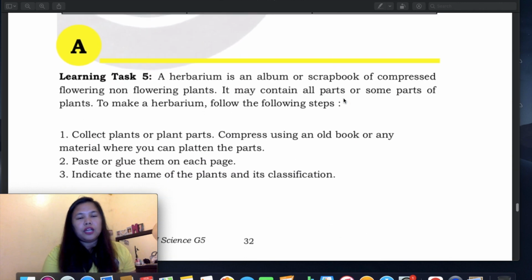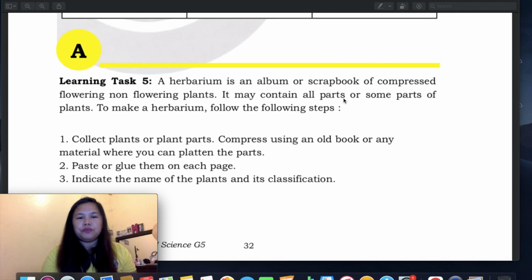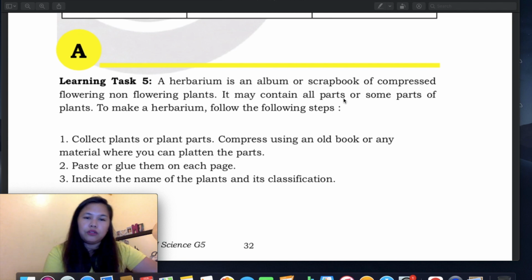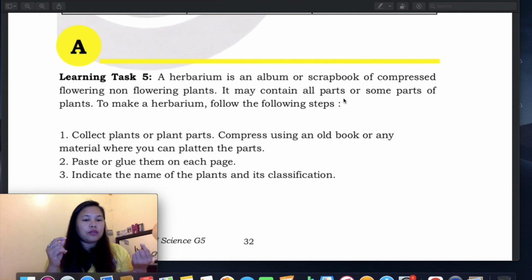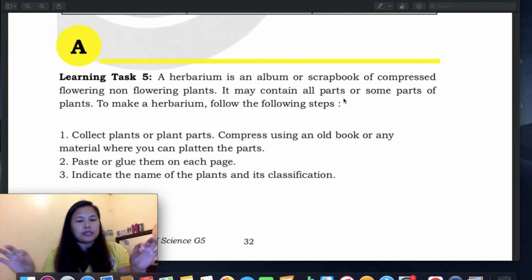Okay, in your learning test 5, a herbarium. Ito yung parang output ninyo. A herbarium, gusto ko itong ginagawa nung nasa college pa ako. So, a herbarium is an album or scrapbook of compressed flowering or non-flowering plants. So, it may contain all parts or some parts of the plants. To make a herbarium, follow the following steps. Parang, kukuha ka ng isang flower, ilagay mo sa books, padaganan mo siya hanggang sa matuyo na siya. Then, ilagay mo siya sa scrapbook, kung anong plants na yun, anong pangalan ng plants na yun.